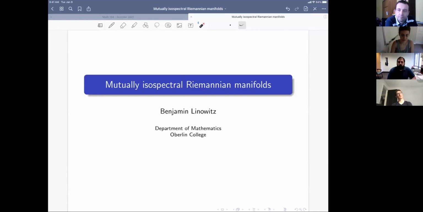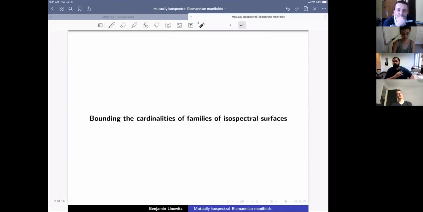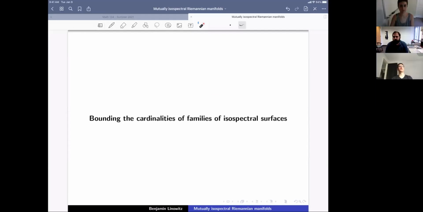I want to talk about families of isospectral manifolds. There are really going to be two parts to this. I'm going to focus on surfaces, hyperbolic surfaces to start with at least. The question is, I want to study the maximum cardinality of a family of pairwise isospectral non-isometric surfaces.